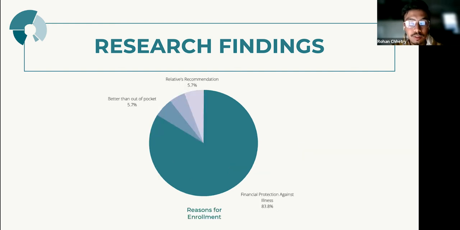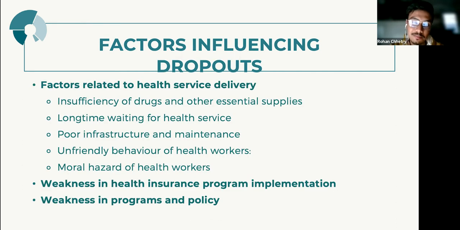Talking about people's reasons for enrollment, the major reason can be seen as financial protection against illness, which has 83.8%. Some people did it for relatives' recommendations, 5.7%. Others said it was better than out of pocket, which is 5.7%. And the final remaining is given to those who did it because community leaders told them to.